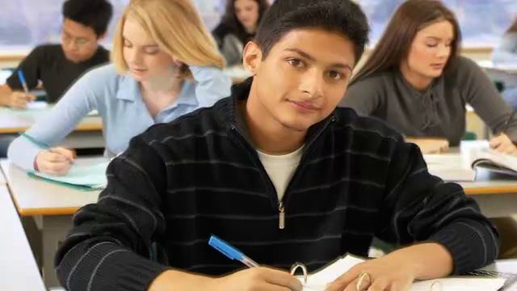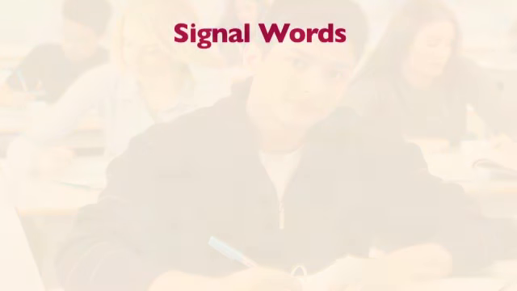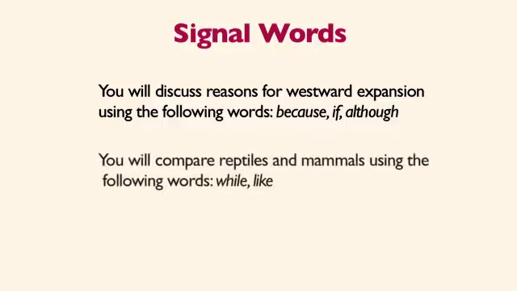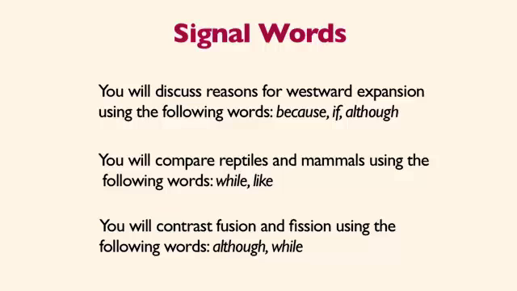How would this look like in an objective? Because these make excellent language objectives for students. Here are some examples. You will discuss the reasons for westward expansion using the following words: because, if, and although. And remember, we're going to have those patterns for the students so that they can follow them. You will compare reptiles and mammals using the following words: while and like. Or you will contrast fusion and fission using the following words: although and while.